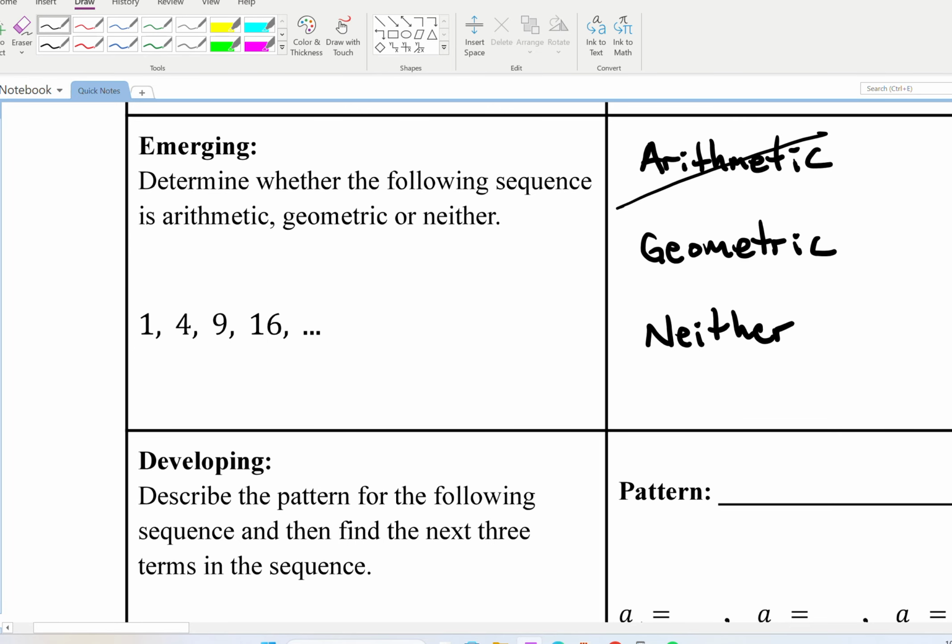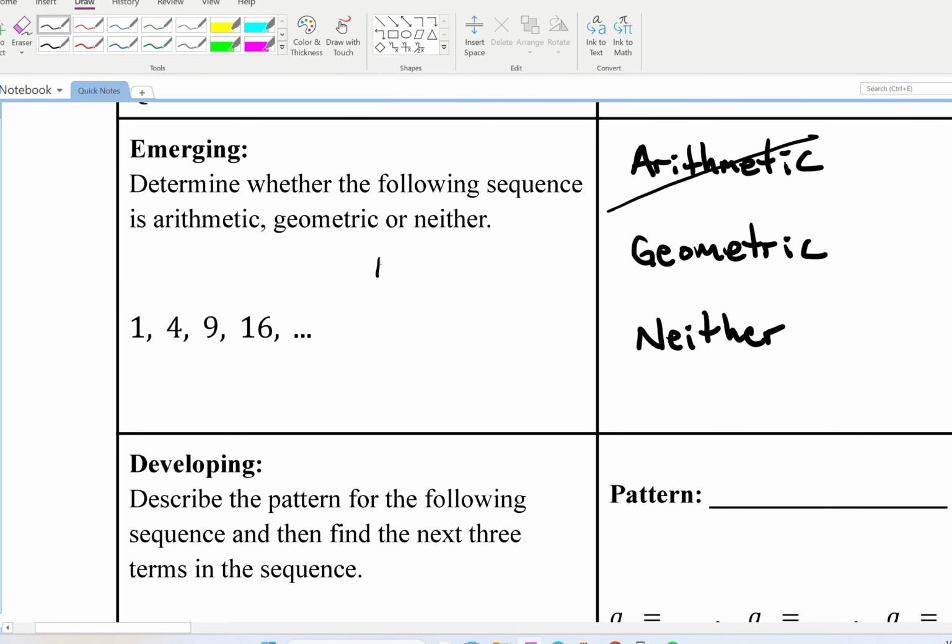Geometric, if it was a common ratio, like if I had 16, let's say 4 divided by 1 is 4, but 9 divided by 4 is not 4, and so it's not geometric either, which means that by a process of elimination, this is neither.